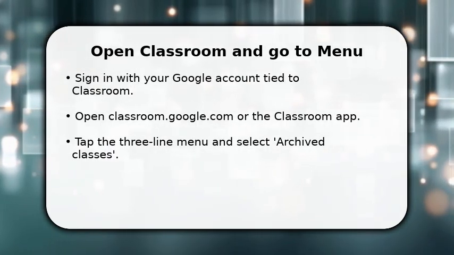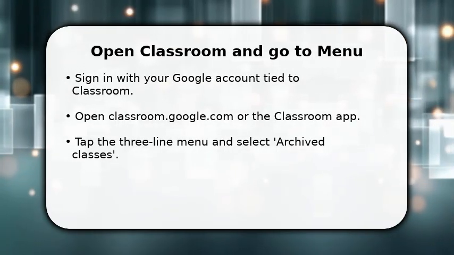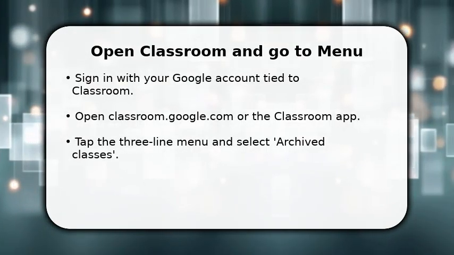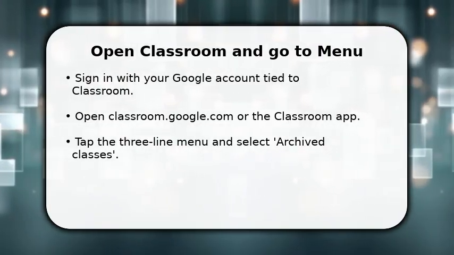On mobile, tap the three lines. On web, click the menu icon and choose Archived Classes. This step narrows the view to only archived courses, which is why it's essential. It prevents hunting through active classes and speeds recovery.